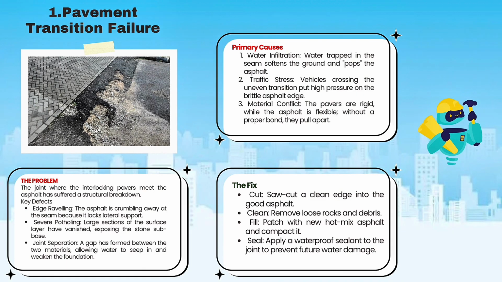The fix. First, we cut a clean edge into the good asphalt, and then we clean and remove loose rock and debris. Then we fill the patch with hot mix asphalt and compact it, and then seal, applying a waterproof sealant to the joint.